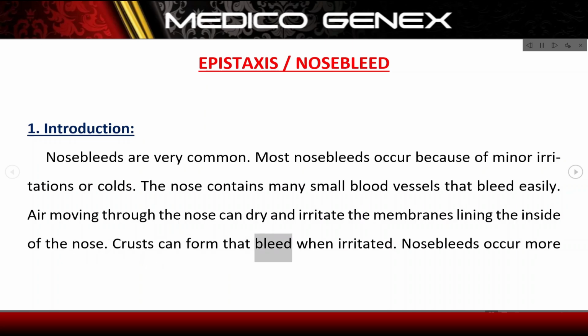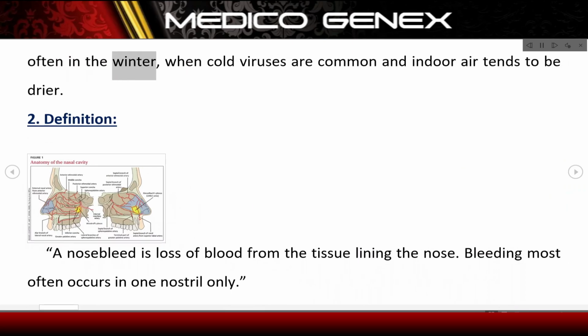Crusts can form that bleed when irritated. Nosebleeds occur more often in the winter, when cold viruses are common and indoor air tends to be drier. 2. Definition. A nosebleed is loss of blood from the tissue lining the nose. Bleeding most often occurs in one nostril only.